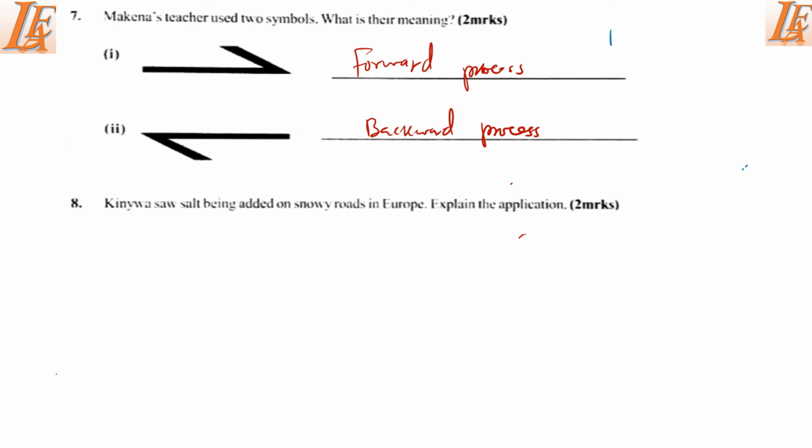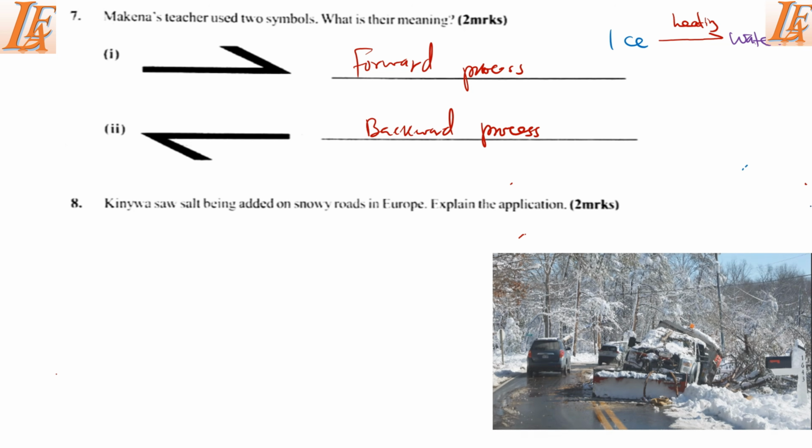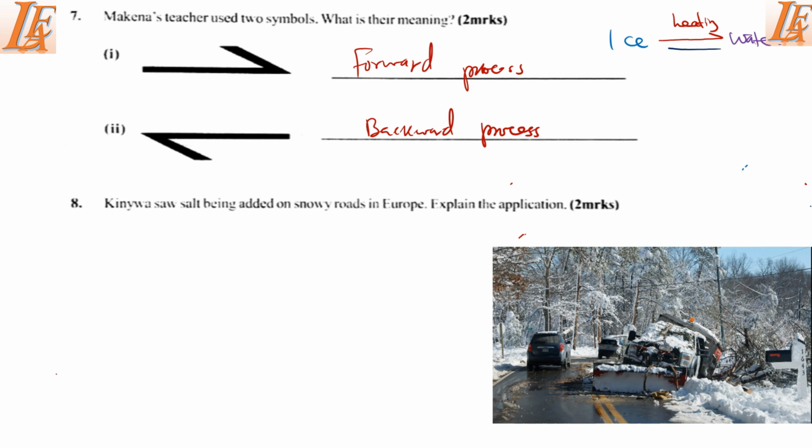For example, if you have ice which is in a solid state, if you heat it, it will change to water which is in liquid state. So in this case, for you to indicate a forward process, you have to use that half arrow. In this case, when you are heating. Then now, if you cool this water, it will change to ice. In this case, this is when you cool. So this one represents a backward process. So it shows that this process is reversible.